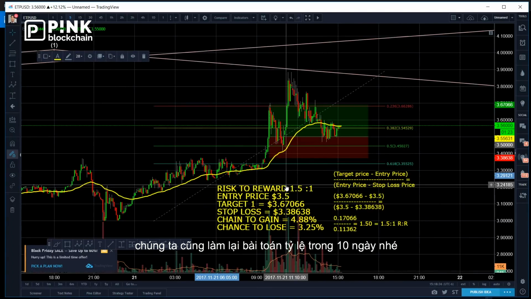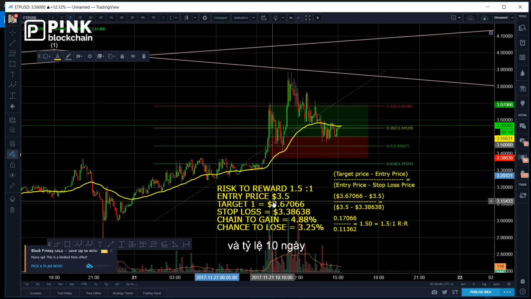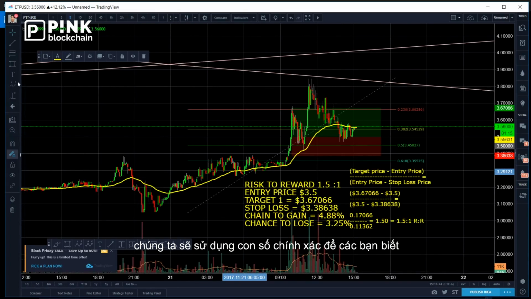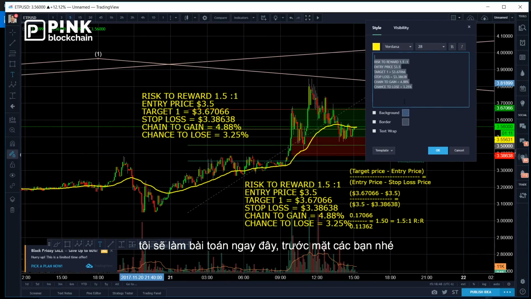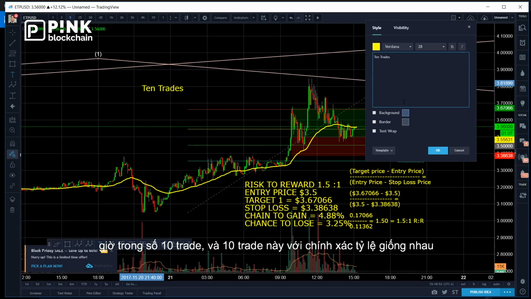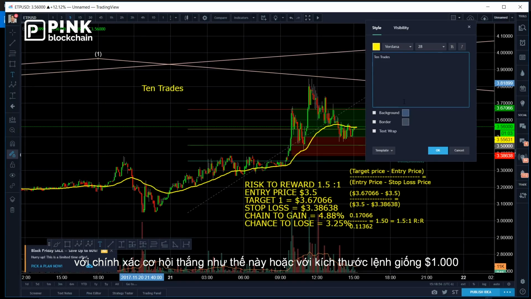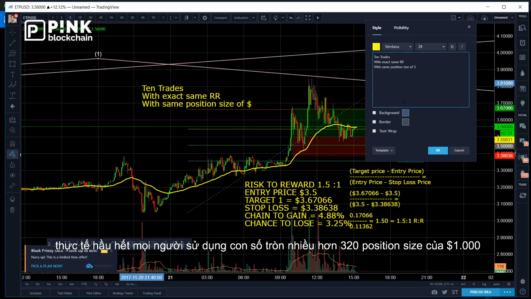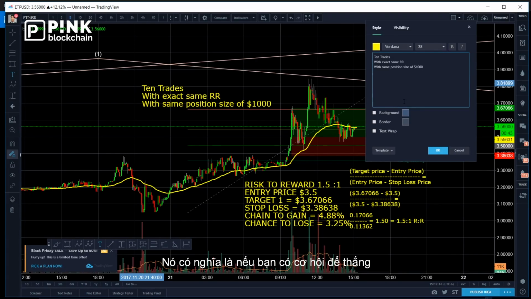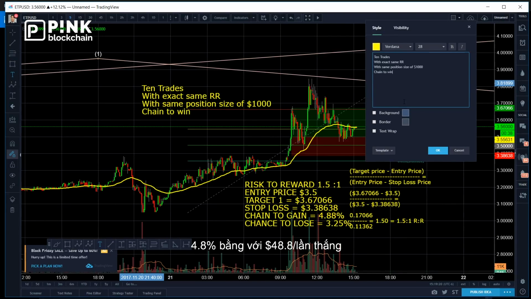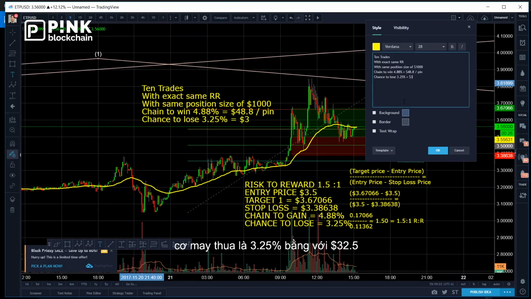And then we also did that 10-day ratio again. So 10-day ratio, let's say we're going to use exact numbers so you guys know. And I'm going to do the math right here in front of you. Okay? Let's say out of 10 trades, 10 trades with this exact same ratio, with the exact same chance to win, with the exact same RR, with the same position size, say $1,000, right? Sure, $1,000. Okay. So which means that if you have a chance to win 4.88%, that equals $48.80 per win. Chance to lose 3.25% is equal to $32.50 per loss.